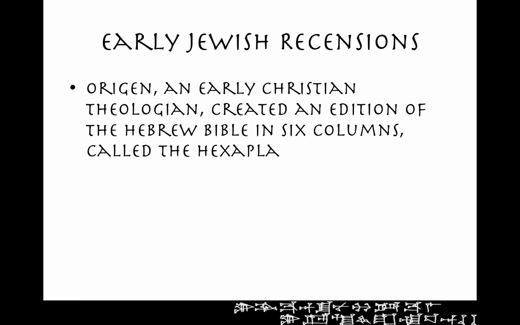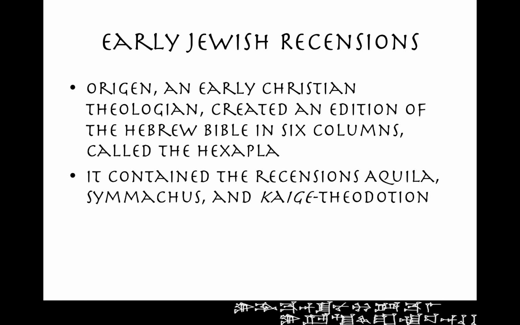Origen was an early Christian theologian, and he created an edition of the Hebrew Bible with 6 columns, the Hexapla. And these 6 columns contained the Hebrew, column 2 contained a transliteration of the Hebrew text into Greek, and then among the remaining columns were several recensions of the Old Greek: Aquila, Symmachus, and Kaige Theodotion.